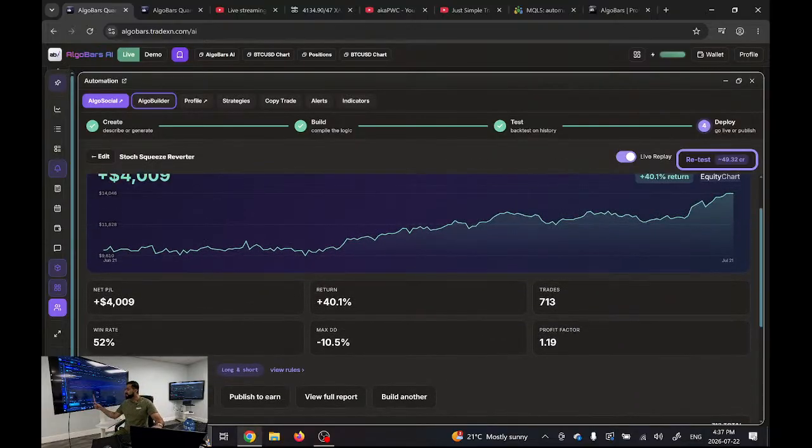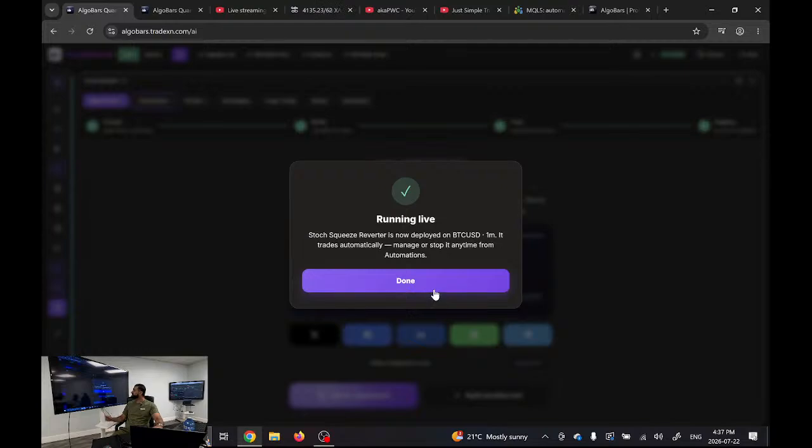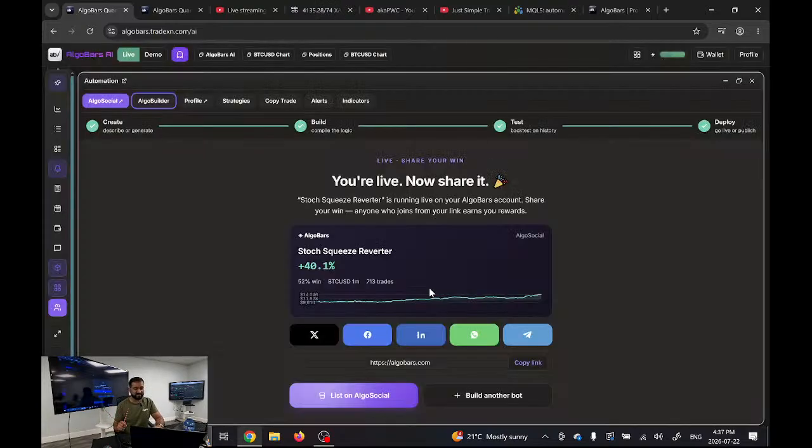Now, if I like the strategy, all I do is click deploy it live. It saves it, and it just tells me these are all the settings, and I click deploy live. Done. Now this strategy is running live. I didn't need to pay for a coder. You can also share it. You can list it. You can share this.